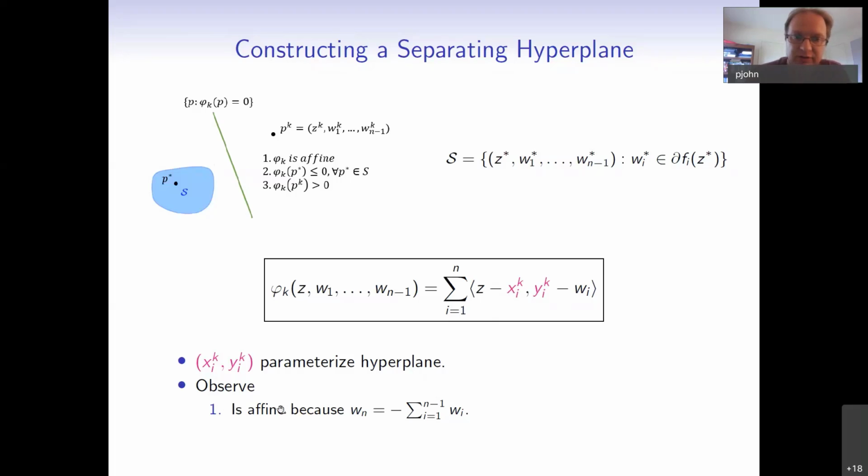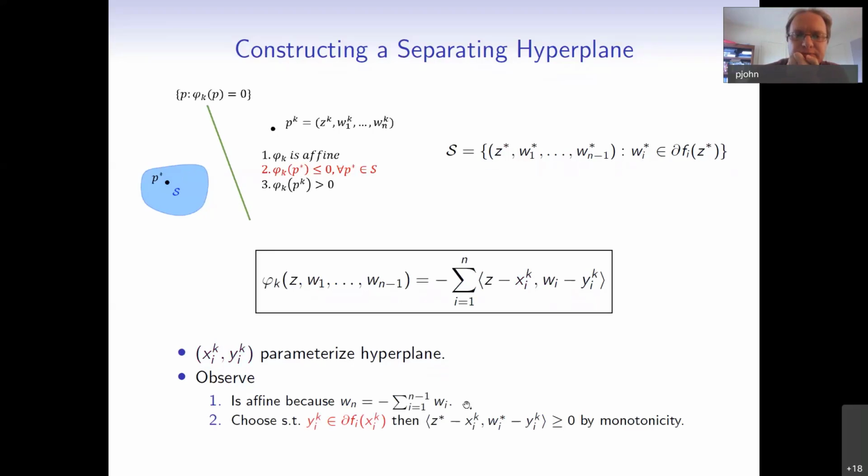A couple of observations. First is that this is an affine function, phi k. That looks confusing because you have z times wi occurring all over the place, but the way that we define wn cancels out everything. This wn is the negative sum of the wi, so that essentially cancels out all of these products. So this is an affine function.